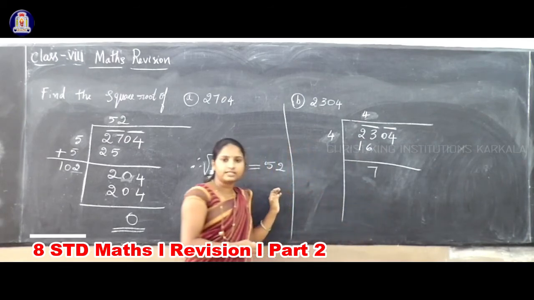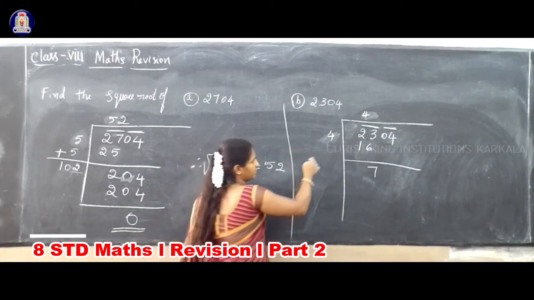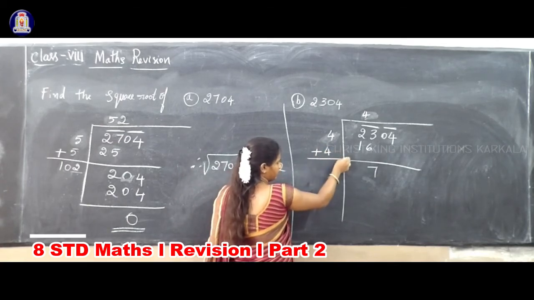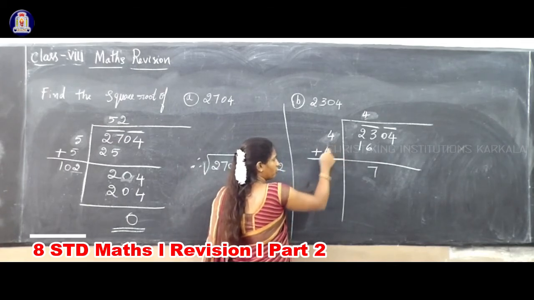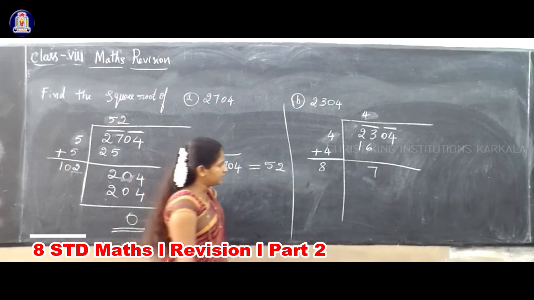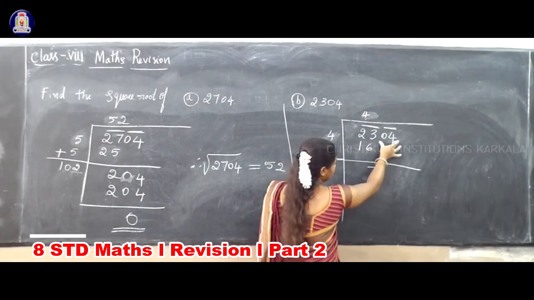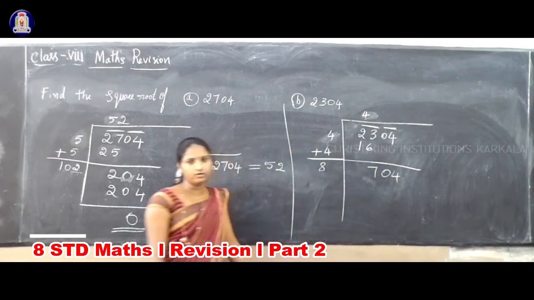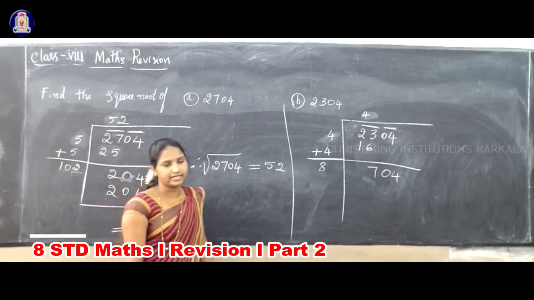So next step we have to add the same number. The number is here 4. So add one more number, that is 4. So now 4 plus 4 will get 8. Add 4 plus 4, 8. Now the remaining number, that is 04, right? As it is, 04. So we get 704.